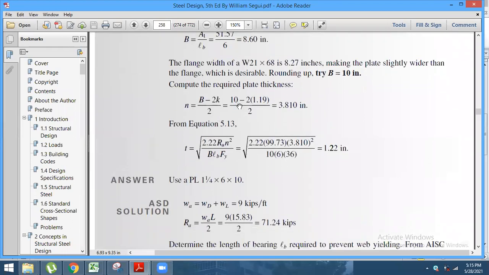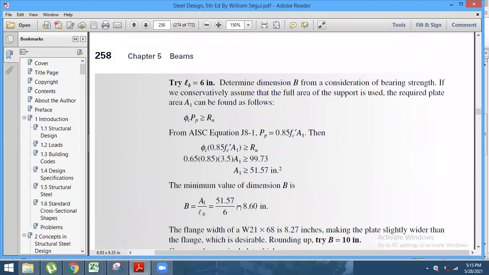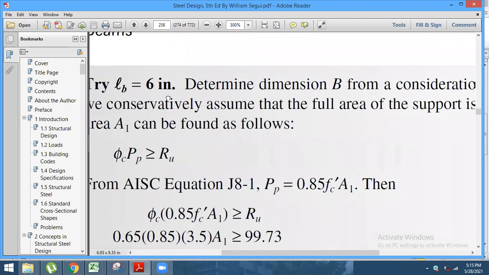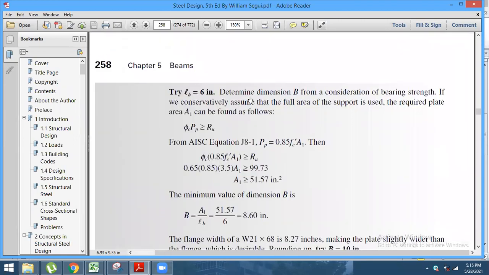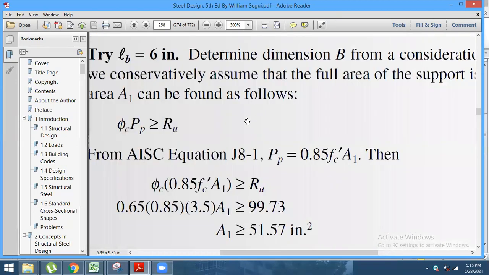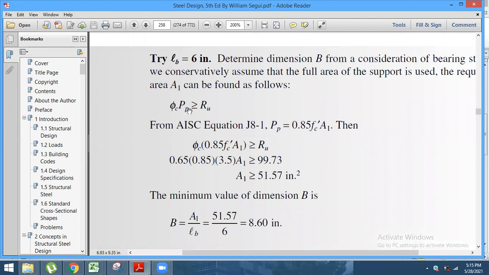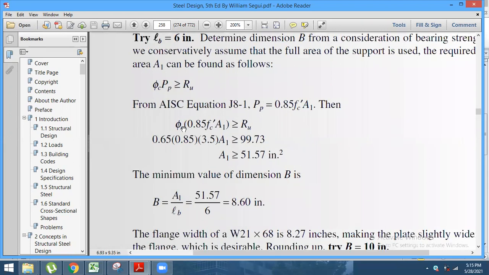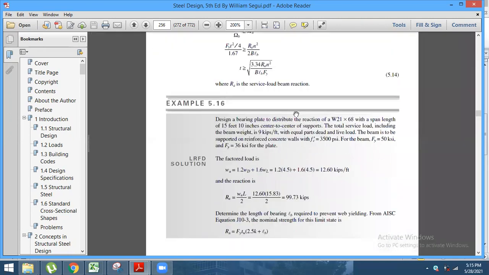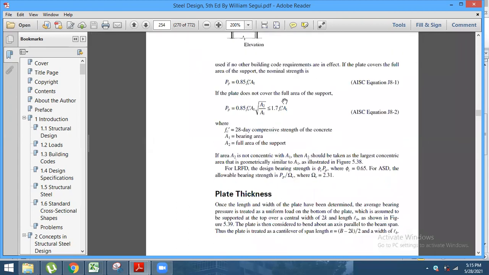Ito naman ay para sa bearing. Okay? Try LB equals 6 inches. So, to determine the dimensions will be from a consideration of bearing strength. If we conservatively assume that the full area of the support is used, the required plate area can be found as follows. Okay? Phi times P allowable equals RU. So, ito yung allowable natin. Okay, doon sa base sa bearing area.